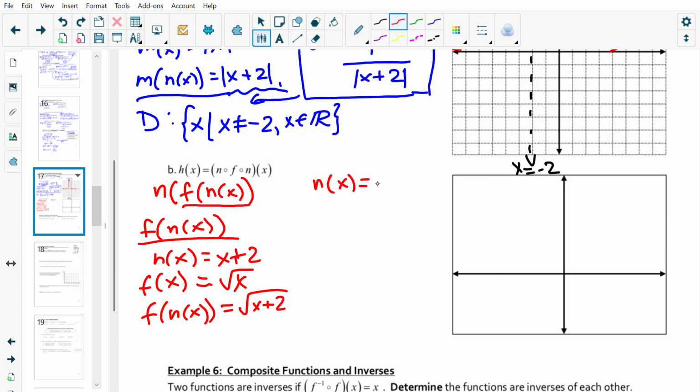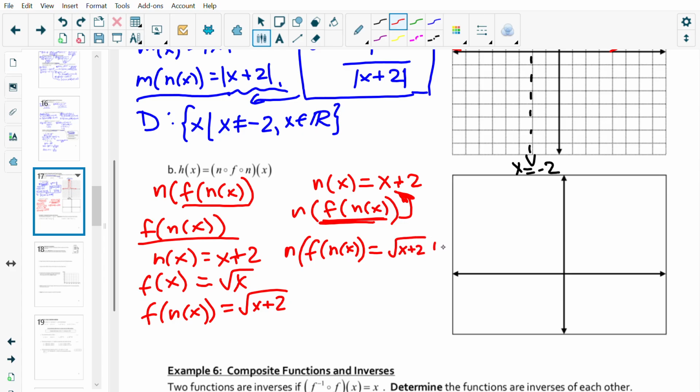Okay, n of x equals x plus 2. So we're going to substitute it back into the innermost part. So n of f of n of x. I'm going to substitute this into the x. So I get n of f of n of x equals square root of x plus 2, plus 2.